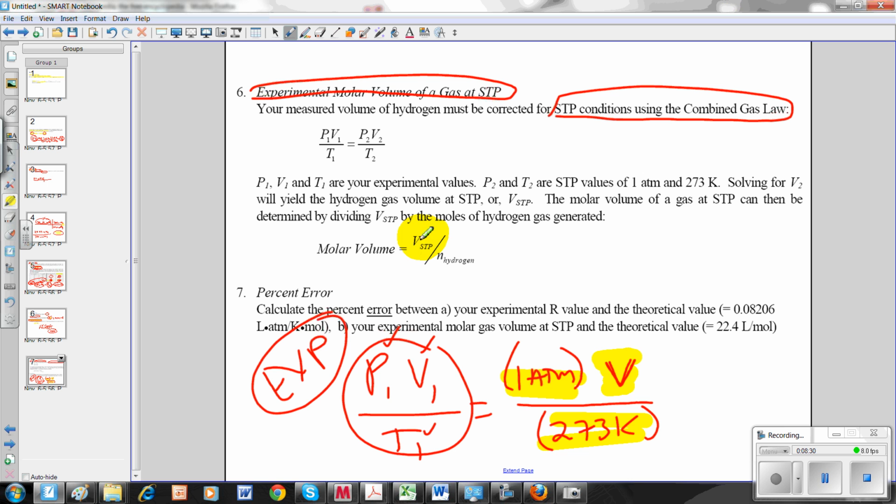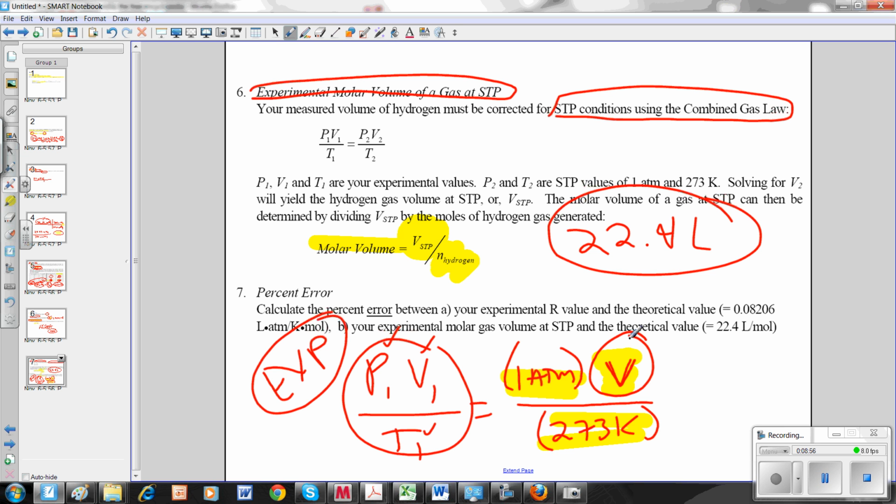You put that on the top of the fraction, and you divide by the moles of hydrogen gas. That's the molar volume of a gas. The molar volume of a gas should be 22.4 liters. In your case, because of lab error, measurement, things like that, and making sure the magnesium dissolves completely, you're not going to be exactly at 22.4. So to find the experimental volume of a gas at STP, you plug in pressure, volume, temperature from your experiment. This is STP, 1 atmosphere, 273 degrees. You solve for volume. You find the volume.